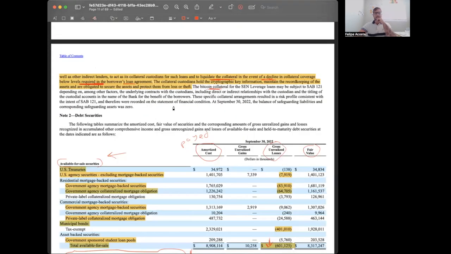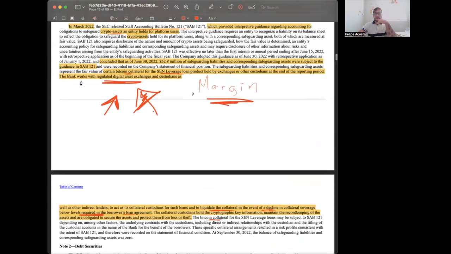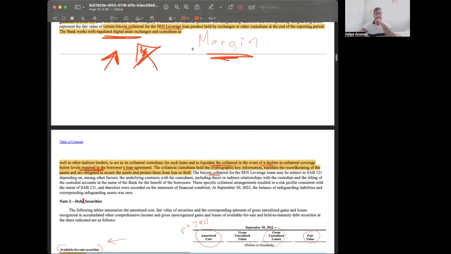So here's what really stood out to me. Well, this is more on the cryptocurrency stuff. The bank works with custodians as well as other indirect lenders to act as its collateral custodian for such loans and to liquidate the collateral in the event of a decline in collateral coverage below levels required in the borrower's loan agreement. So they have the ability, if prices of Bitcoin get below whoever took a loan to buy it, to margin call and liquidate said Bitcoin to meet whatever liabilities they have, right?